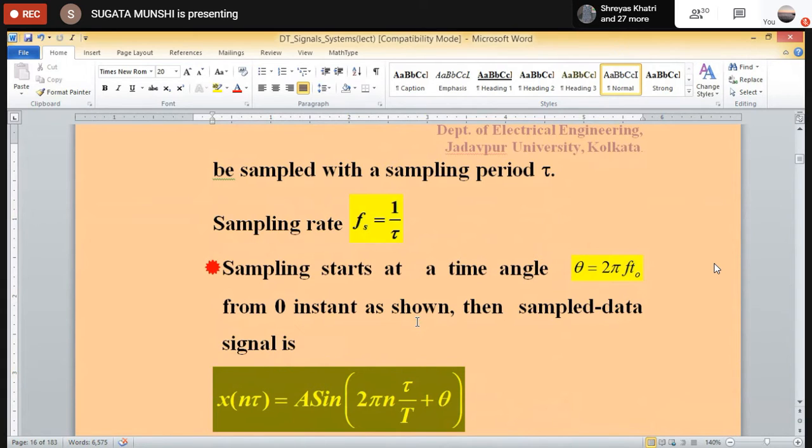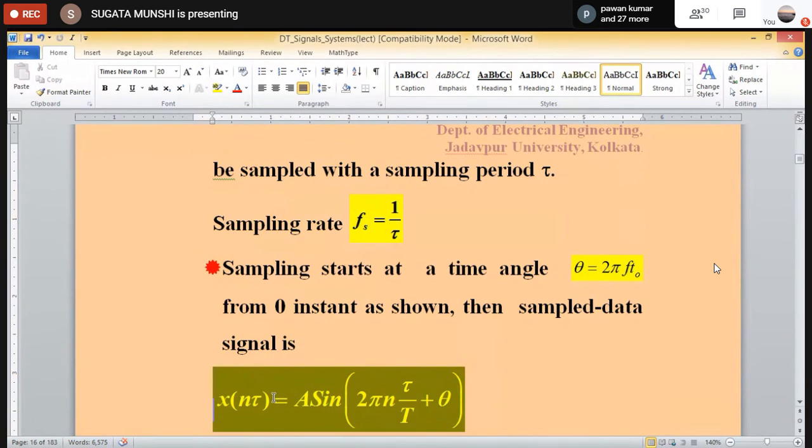If you have any question... Sir, we have only the sampled values. Then how can we assume the sampled data signal to be in sinusoid form only, just like A sine of 2 pi n tau by T plus theta?